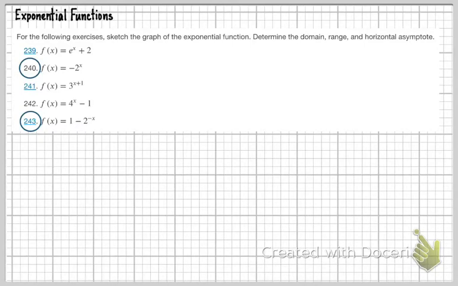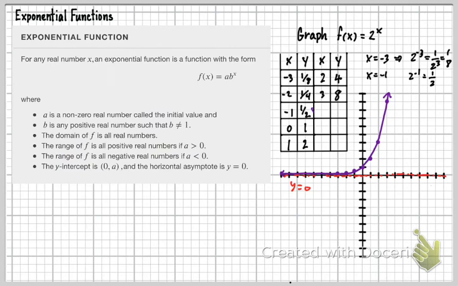For the following exercises, sketch the graph of the exponential function. Determine the domain, range, and horizontal asymptotes. So I picked negative 2 to the x here, 240 and 243, because in an earlier video I graphed f of x equals 2 to the x, and this was the graph here.